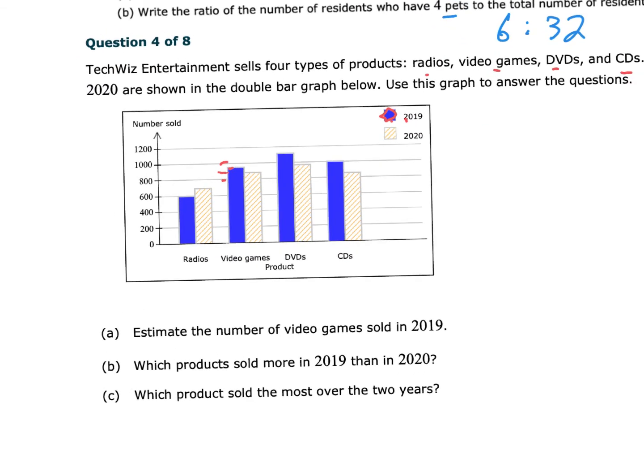Okay, next. Which product sold more in 2019? 950 video games, VG, I'm going to call it. Which product sold more in 2019 than 2020? Well, video games did, DVDs and CDs did. All of them except for radios. Which product sold the most over 2 years? Oh, interesting. Okay, so we're looking for the two highest when we combine them. If I put that on top of that, we put that on top of that, we can stack them. It looks like DVDs. They're top seller.